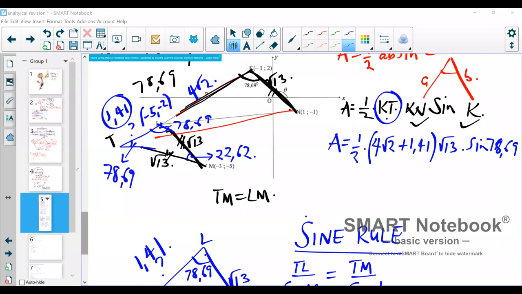78,69. And our answer is 12,49. All right, 12,49. Okay, 12.49 units squared. Please make sure you're making your notes as well. Make sure you're taking notes. All right, so what we did there was to calculate TL.